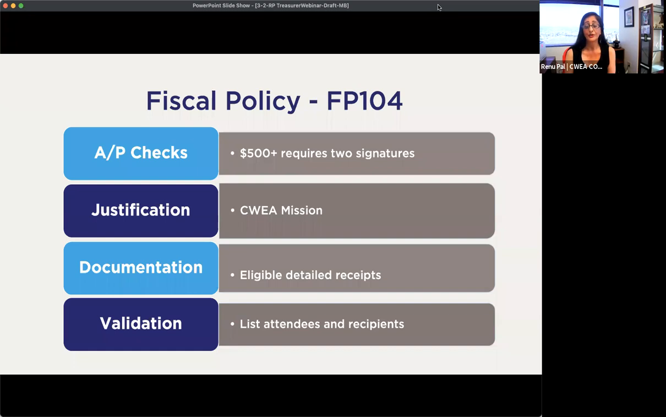Justification. When you see a check request or when requesting a reimbursement or a payment, the justification: does it meet the CWEA mission? That's a good way of looking at it: do I need to incur this expense? Does it meet the CWEA mission?